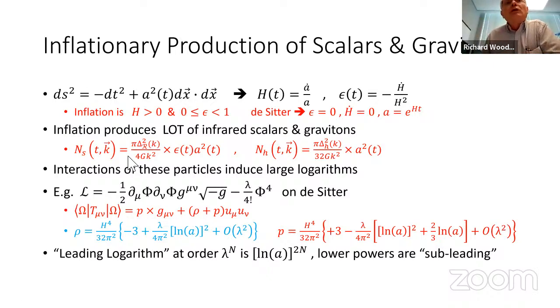And we all know that inflation produces lots of scalars and gravitons. If you work in single scalar inflation, then the number of inflatons that gets produced can be related to the measured scalar power spectrum, and it grows like crazy because it's got that factor of a squared. The number of gravitons is actually more general than just for single scalar inflation, and it can be written in terms of the tensor power spectrum times, again, something that grows like a squared. So this is what creates the power spectra.